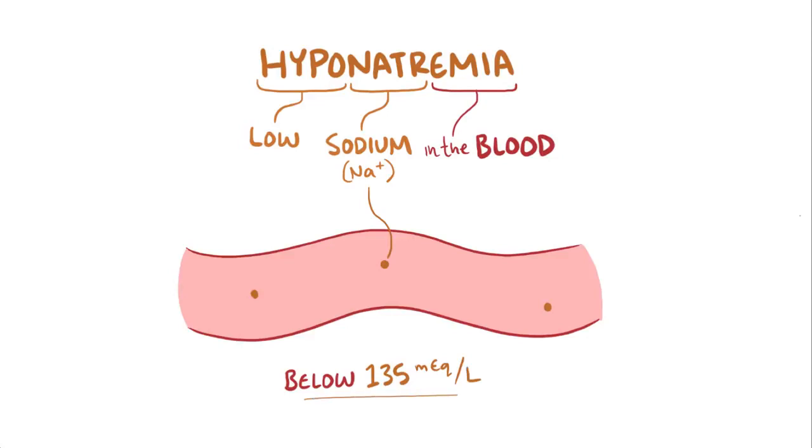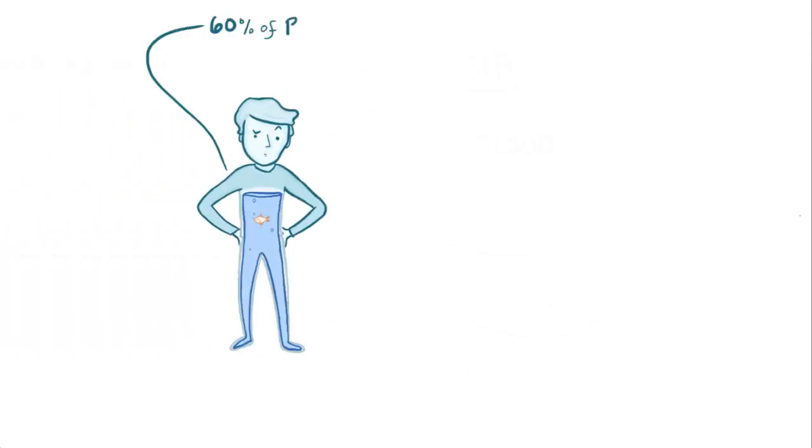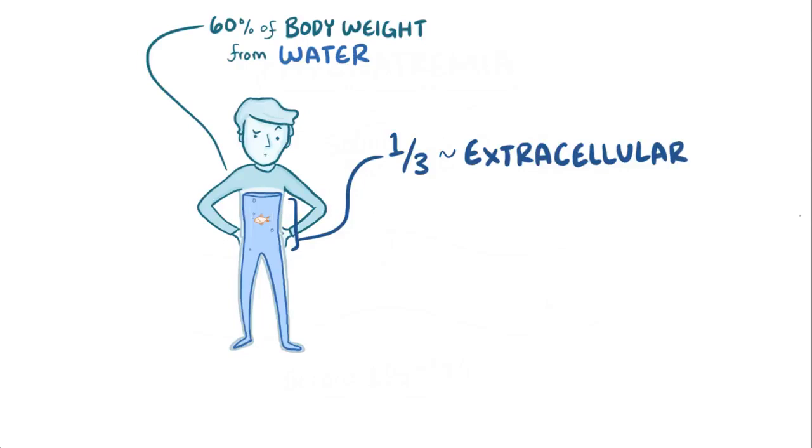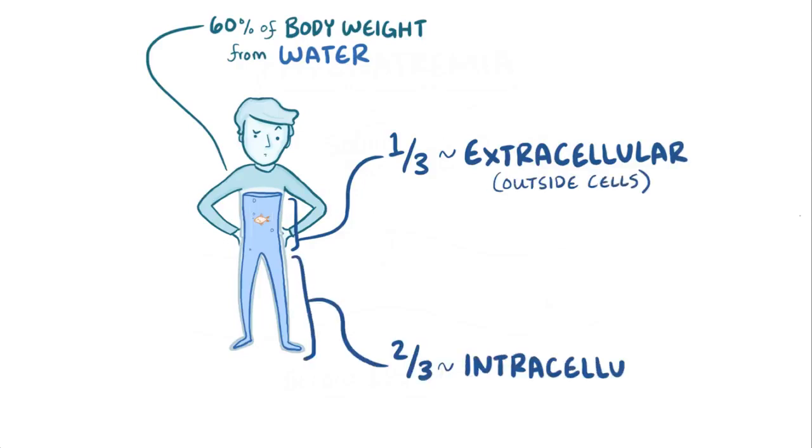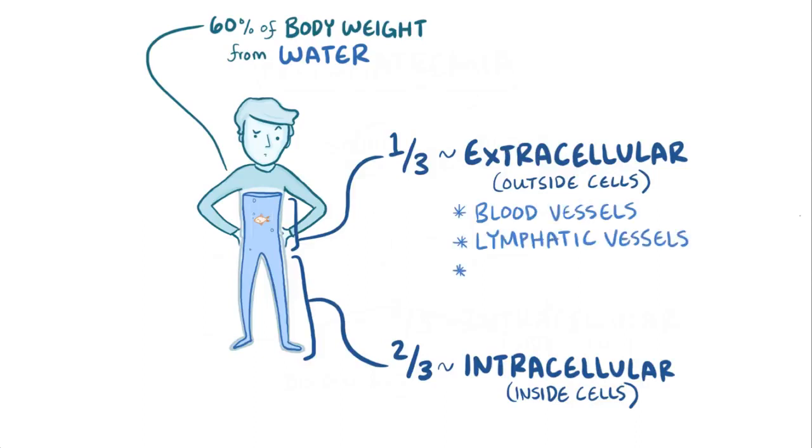The concentration of sodium depends on both sodium and water levels in the body. About 60% of our body weight comes from just water, and it basically sits in two places, or fluid compartments. A third of it is in the extracellular fluid, meaning outside the cells, and 2/3 of it is in the intracellular fluid, or inside cells. The extracellular fluid includes the fluid in blood vessels, lymphatic vessels, and the interstitial space, which is the space between cells that's filled with proteins and carbohydrates.